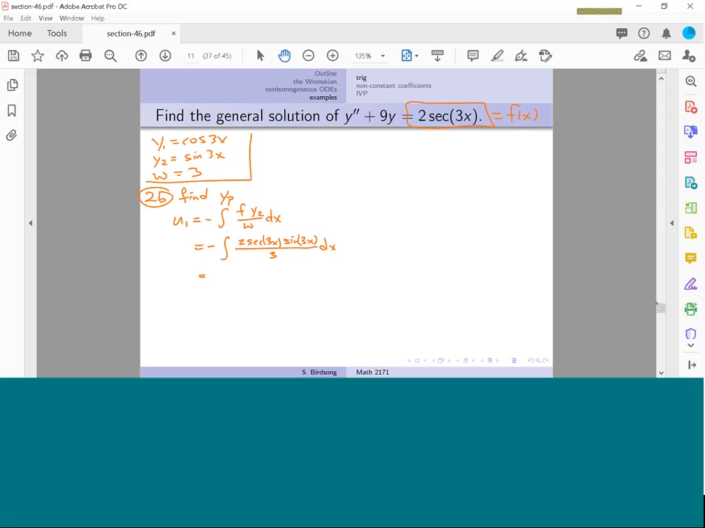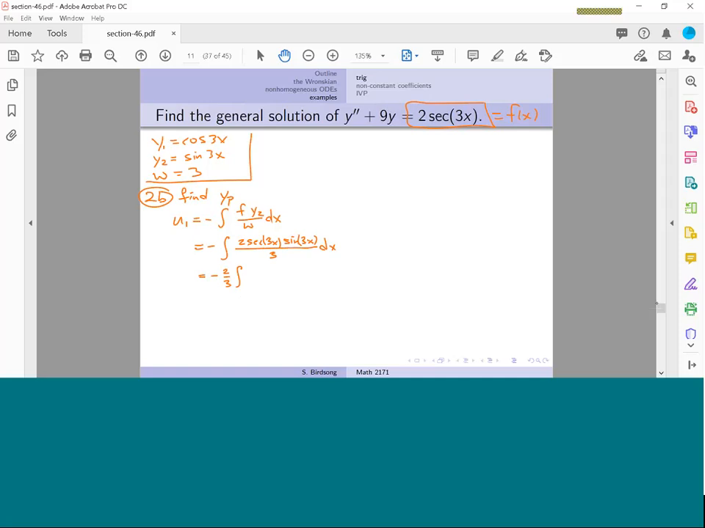Now, I on purpose picked trig functions because trig functions are the ones that get, let's face it, the most complicated. Okay? So the trick here with trig functions is what I'm about to tell you. Well, the first thing is I'm going to pull the 2 and the 3 out front. But then you still have secant times sine. Ooh, yes, you can totally rewrite that as tangent.